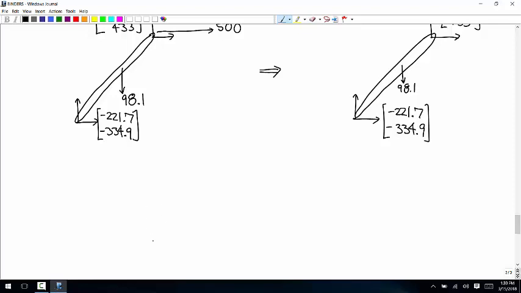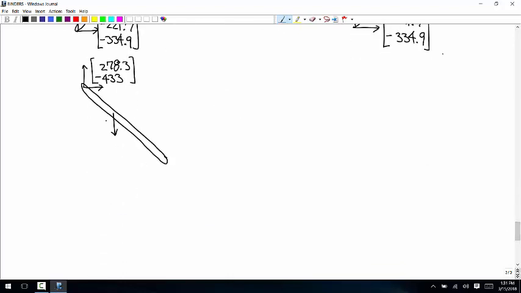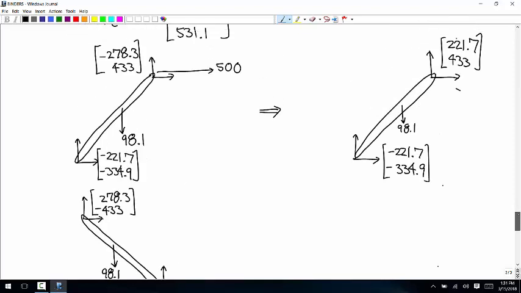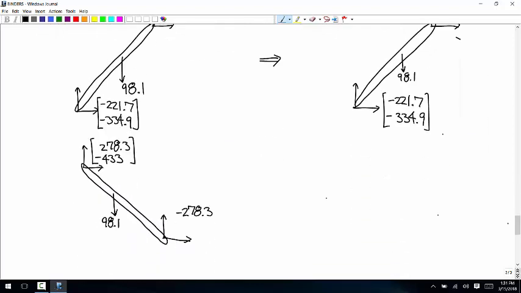And then the other member, up at the top, we have negative F12. So I'm going to take the opposite of both of these two values for F12. So that's positive 278.3, negative 433. Then we have the downward force of 98.1. And then at C, we have negative 278.3 and 531.1.